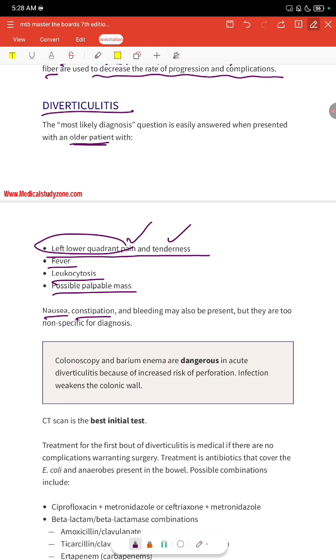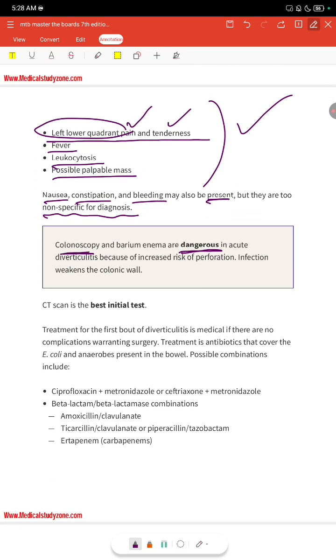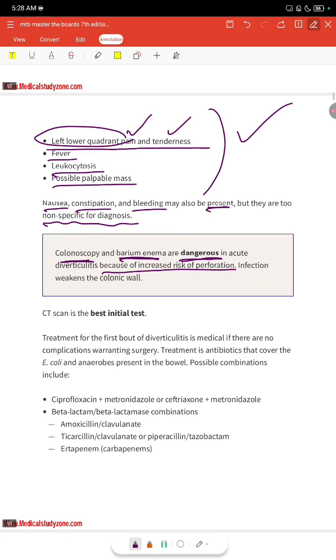Nausea, constipation, and bleeding may also be present, but they are too non-specific for diagnosis. These are the specific things. Colonoscopy and barium enema are dangerous in acute diverticulitis. Because of increased risk of perforation, infection weakens the colonic wall.